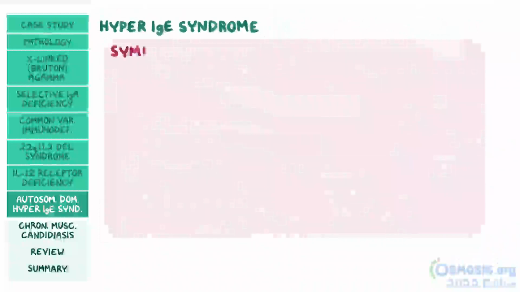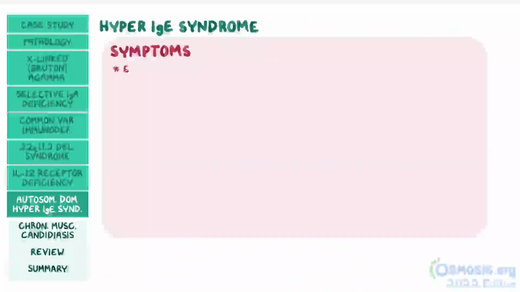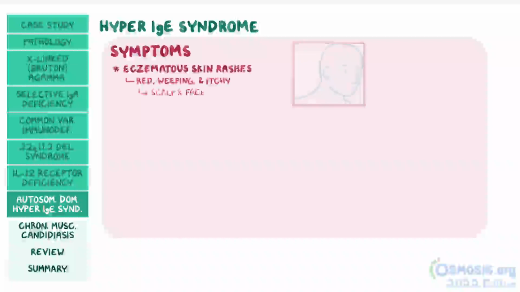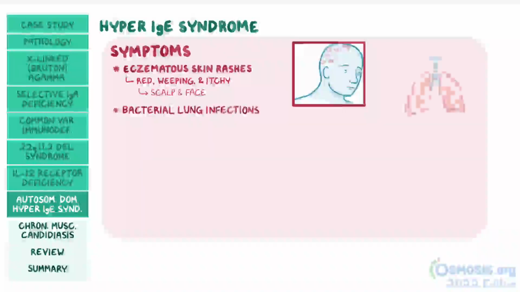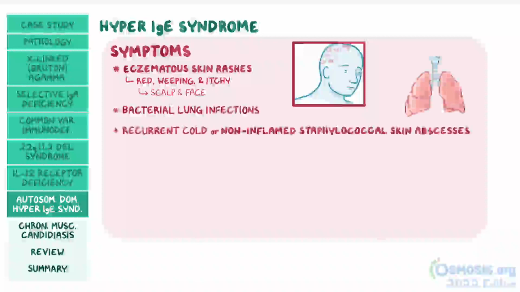The most common symptoms of hyper-IgE syndrome include eczematous skin rashes, meaning they're red, weeping, and itchy, which most often involve the scalp and face, as well as bacterial lung infections, and recurrent cold or non-inflamed staphylococcal skin abscesses, which lack the typical signs of acute inflammation like warmth, redness, and tenderness.